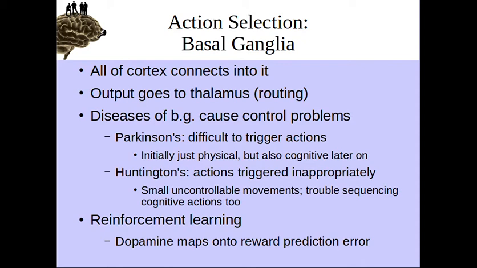Diseases of the basal ganglia seem to cause interesting control problems. Parkinson's and Huntington's would be the most well-known examples, with it being very difficult to trigger actions, or actions being triggered inappropriately. It is interesting that the physical actions are most obvious, but there's also a lot of evidence that there are cognitive actions as well. It's difficult to trigger cognitive actions. So there's that whole family of data saying, okay, maybe this is about action selection.